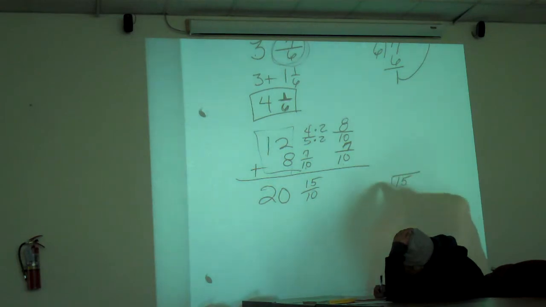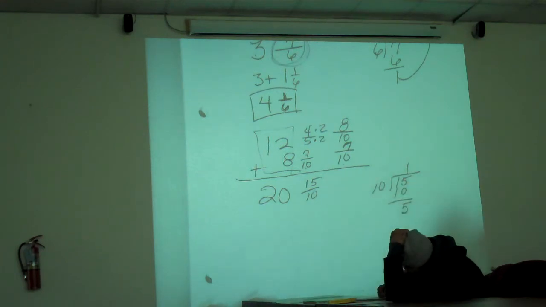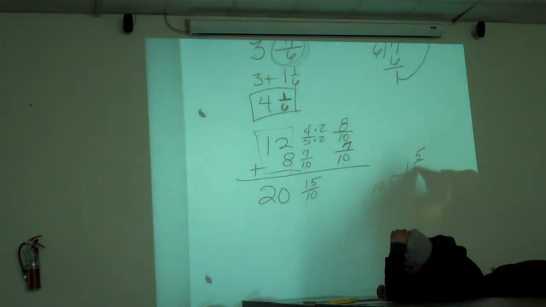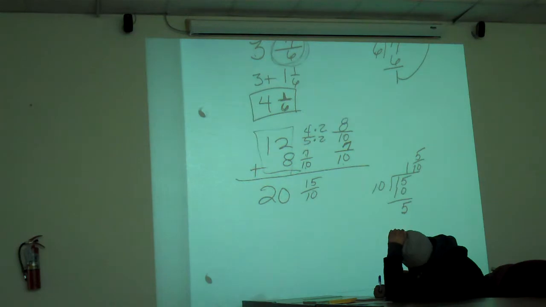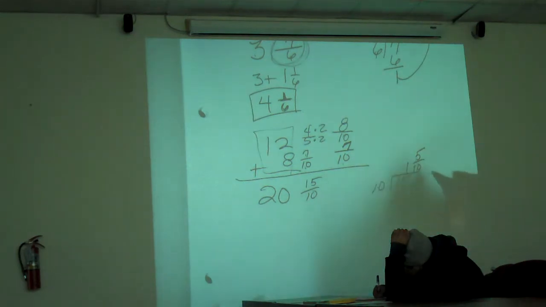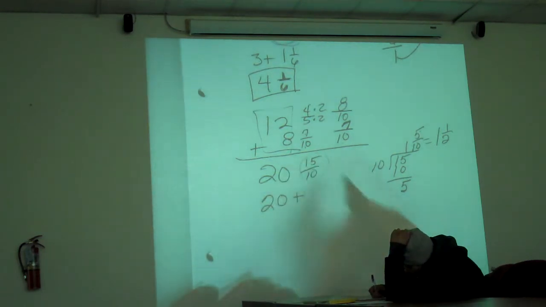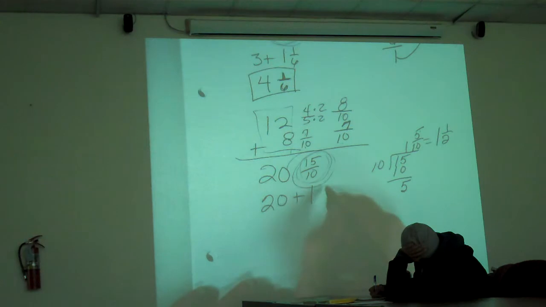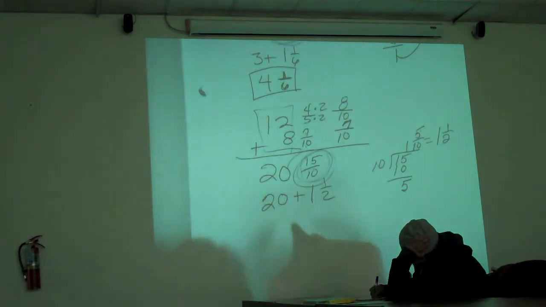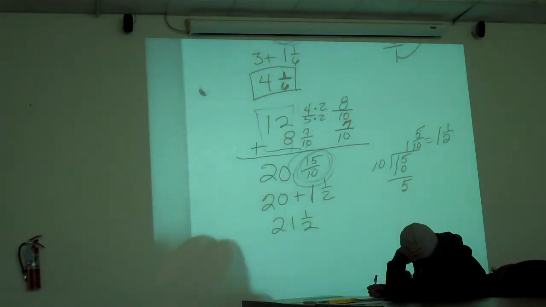We need to do the same thing with that one. 15 divided by 10 goes one time. 1 times 10, and then subtract it, you have 5 left over. 5 goes on top, that's tenths. 1 and 5 tenths, you want to reduce that, right? That's 1 and what? 1/2. Divided by 5, you get 1/2. So this is 20 plus this part right here is 1 and 1/2. So you got 21 and 1/2.